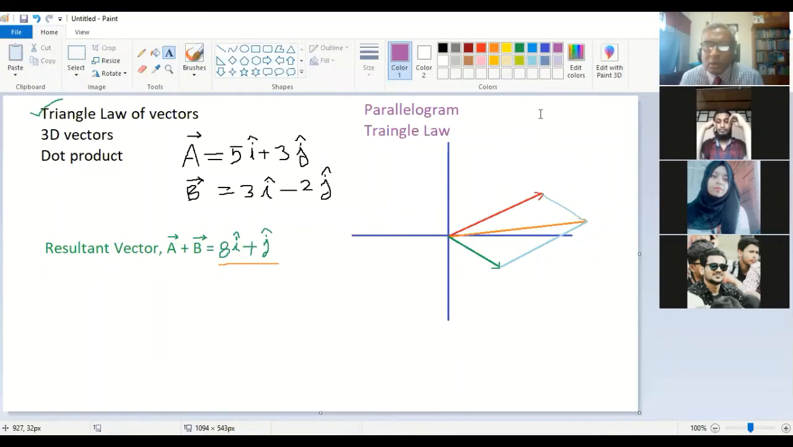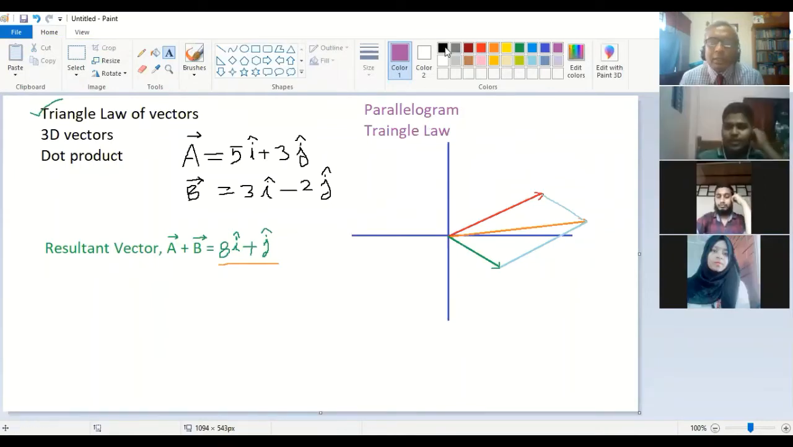So what is the law is... But sir, I have one question. Yes. Sir, what is a resultant vector actually? A resultant vector means the result of the vectors. So result means if two vectors work together.